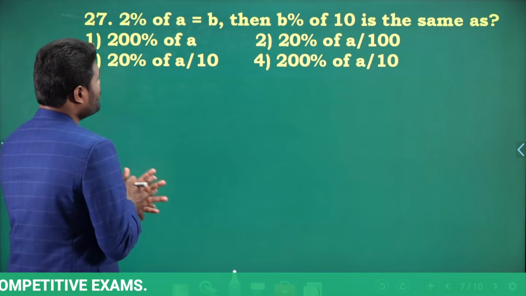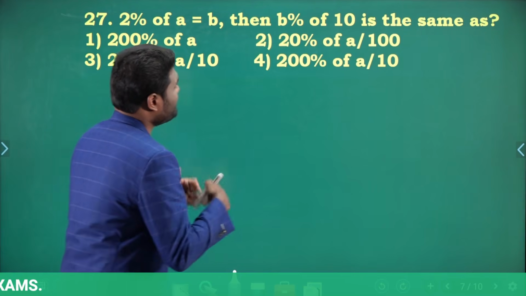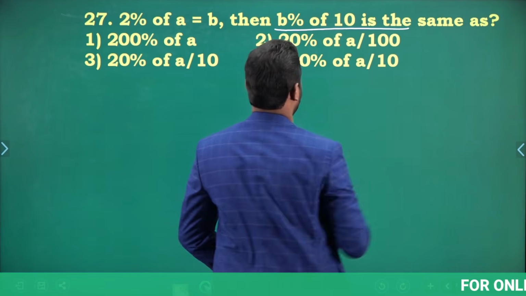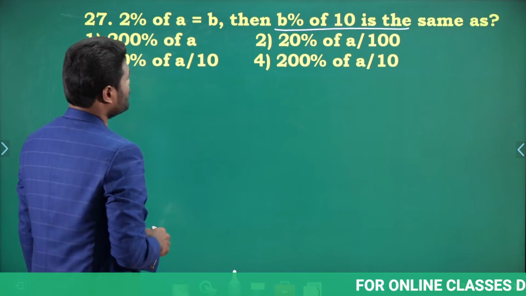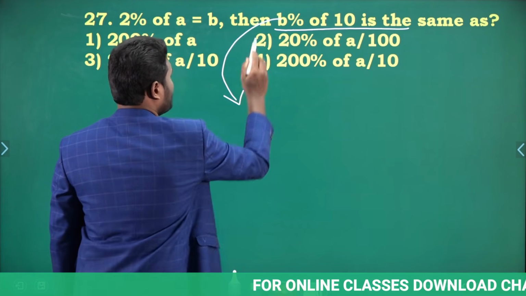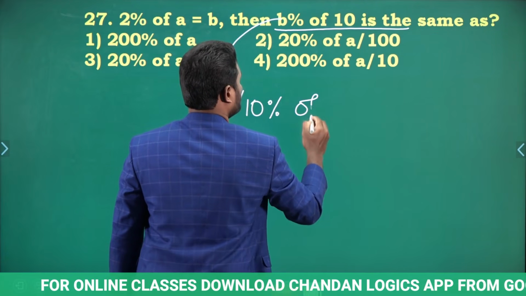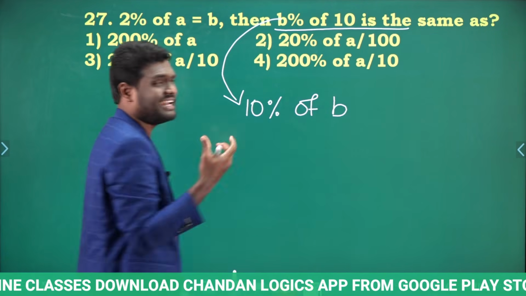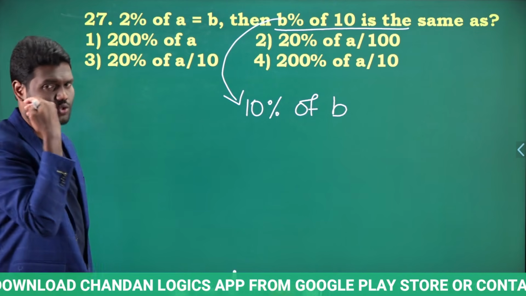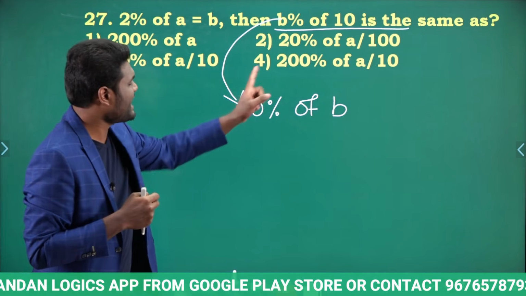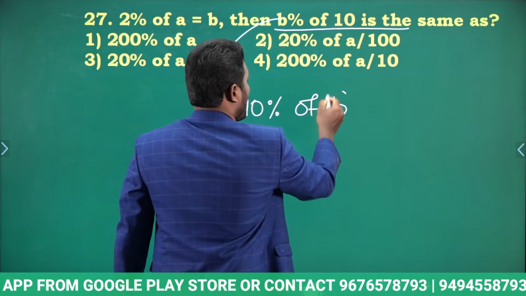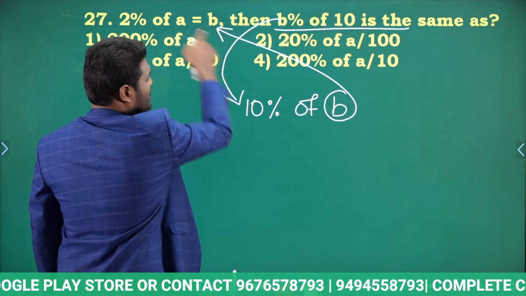2% of A equal to B. Then B percent of 10 is same as. Look here, B percent of 10, can I write it as 10% of B? Even this is similar to the previous question, but slightly different. That is the reason I am explaining this question also. B percent of 10, I can write as 10% of B. Already you know what is B. Yes or no? Substitute here.